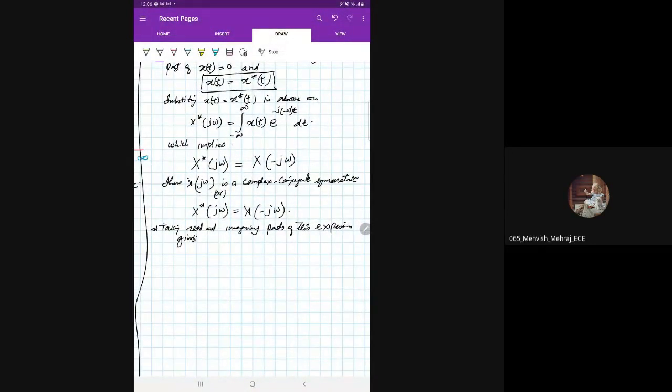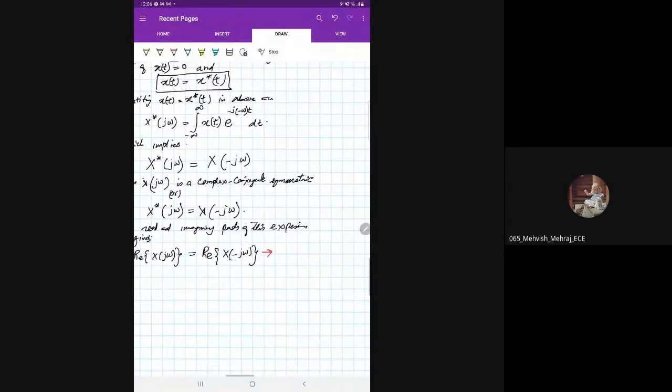Then if we take real and imaginary parts of this expression, we can write down the real part of x of j omega. Okay, real part of x of j omega is equal to real part of x of minus j omega. What does that mean? That would mean that the real part has even symmetry, or it is an even function.